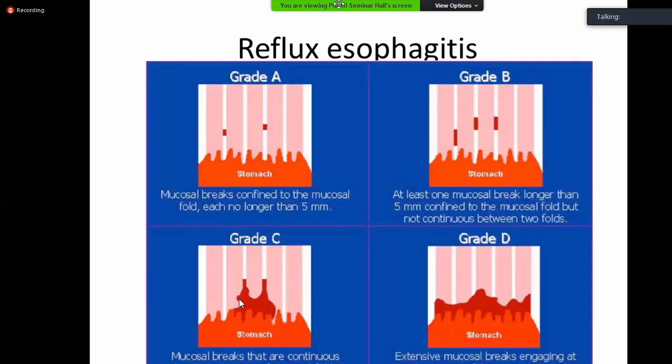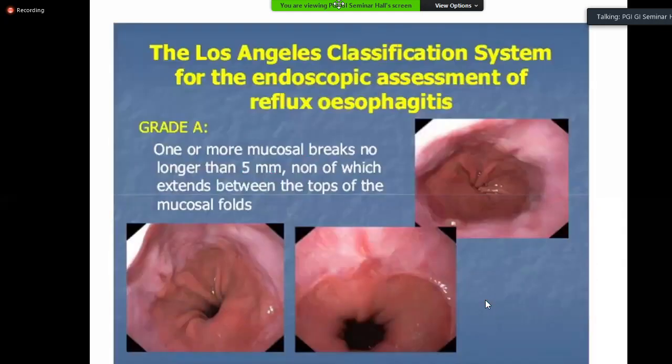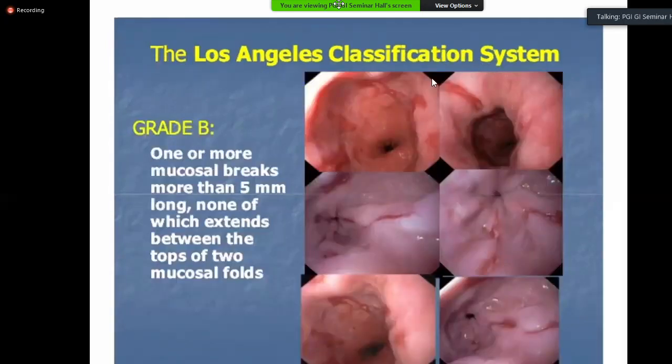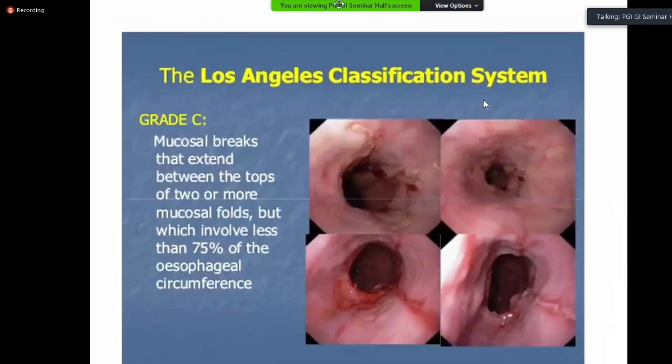If two adjoining folds have a conjoint erosion, this is grade C. If the circumference involvement is more than 75%, this is grade D. So grade A: small tiny erosions less than 5 millimeters. Grade B: when the erosions are longer than 5 millimeters.